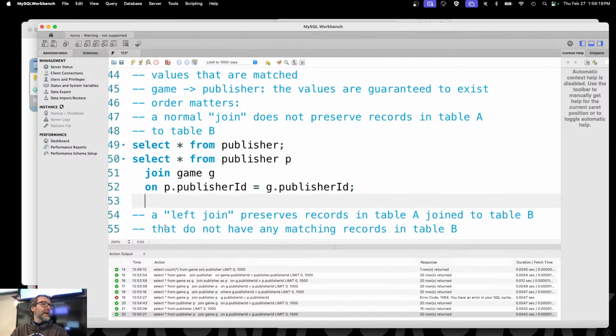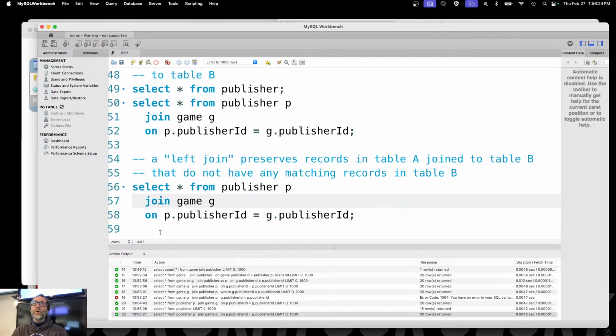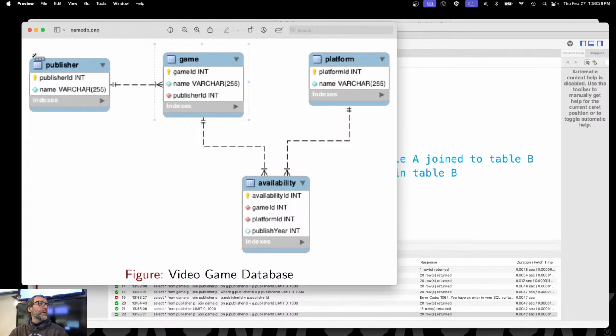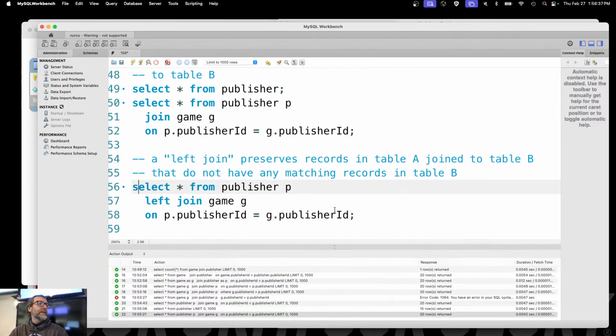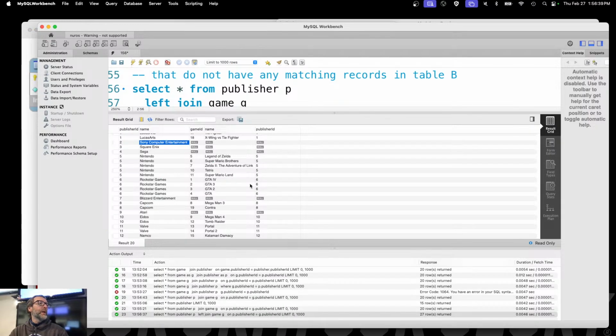Right? So let's take a look at the difference here when I add a left to that. Exact same thing as before, but now it's a left join. Right? So select everything from the publisher, but if the publisher exists and does not have any corresponding children, we're still going to preserve that record. Let's see the difference now. Do you see Sony, Square Enix, Sega, Blizzard, Atari? Right? They're now preserved, but were there any records in the game table that they matched? Nope. Therefore, what values can it put in there for you? Nulls. Right? There's nothing there.